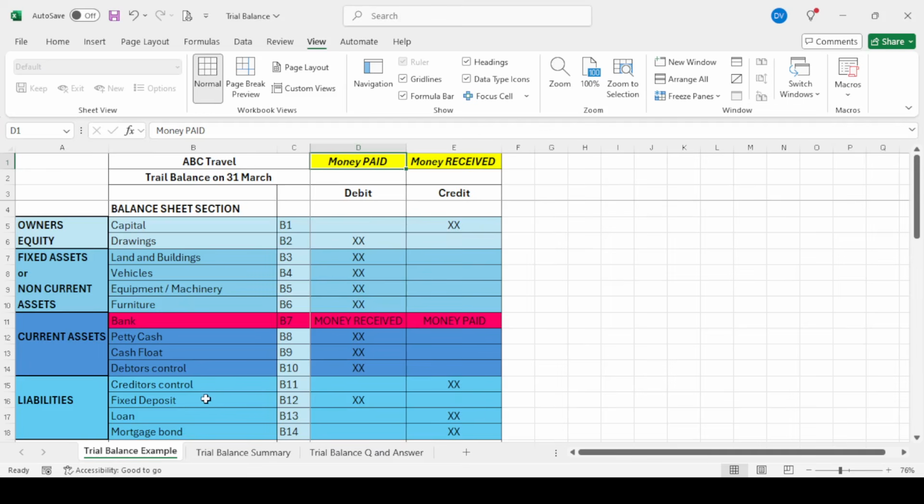Then we've also got fixed deposit, which goes on our debit side as money paid. But what is that? The fixed deposit will be a situation where, let's say you've got 500,000 Rand and you go to Nedbank and you say to them, I want to invest this. I want to just leave it with you guys as a fixed deposit, because then, guys, you earn interest from that fixed deposit. You make money from it.